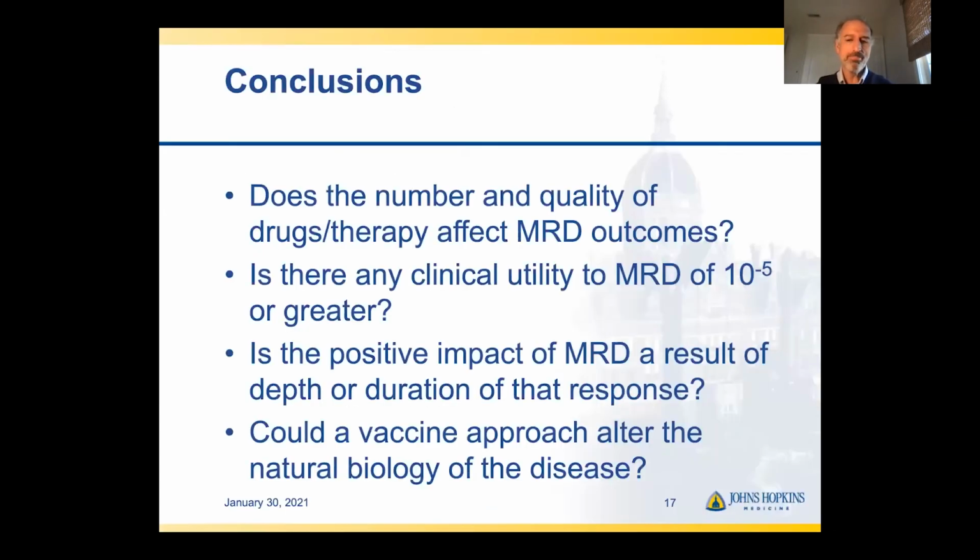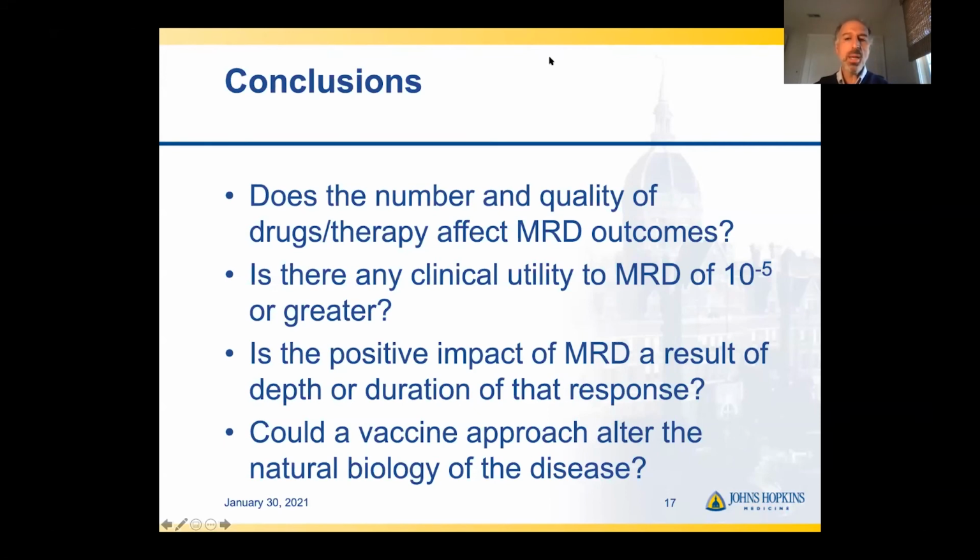Thank you very much. Oh, I guess, so let me finish. All right. So these are the points that I hope to have made. Does the quality and the number of drugs affect the therapy in terms of MRD outcomes? And we can talk about this, but it does appear to be the case. Is there a clinical utility for MRD at 10 to the -5? I would actually argue that from the data that I've seen, really what I focus on is 10 to the -6 as something that has a clinically meaningful response.